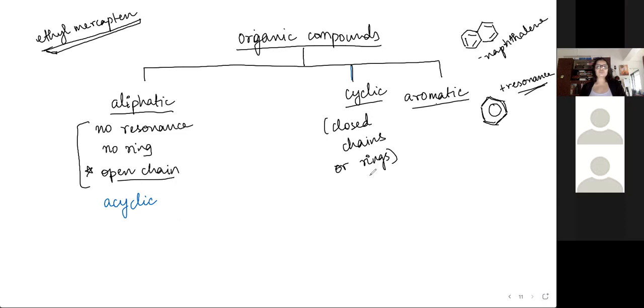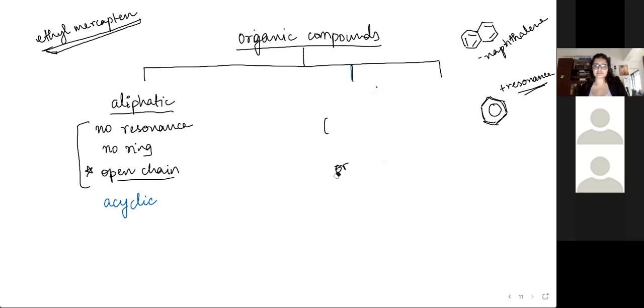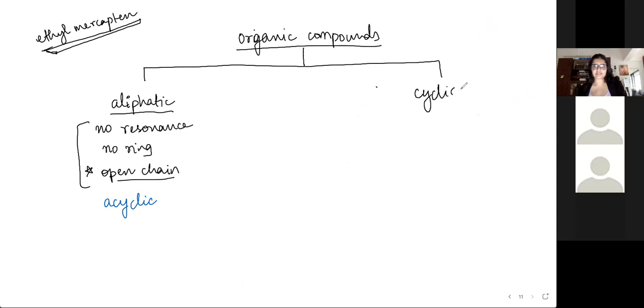If there is no resonance, we'll do a better way of representing this. I'm so sorry if you've already noted this down, but there is a better way of doing this classification. So let's say aliphatic and cyclic. Cyclic is basically you have a closed chain or ring structure.